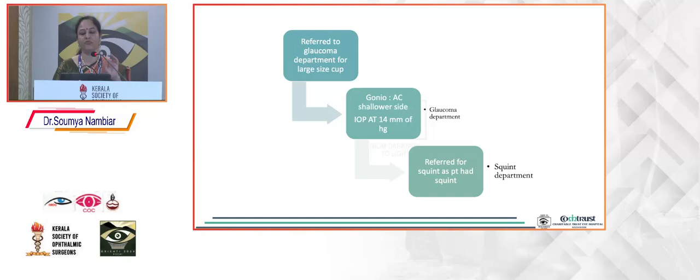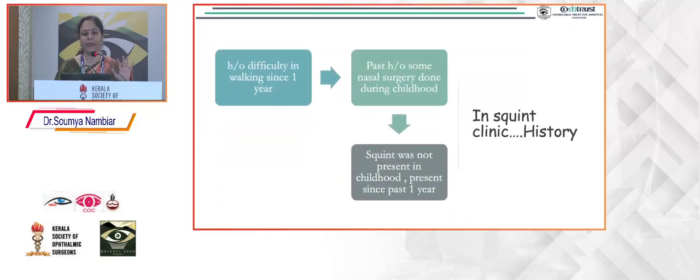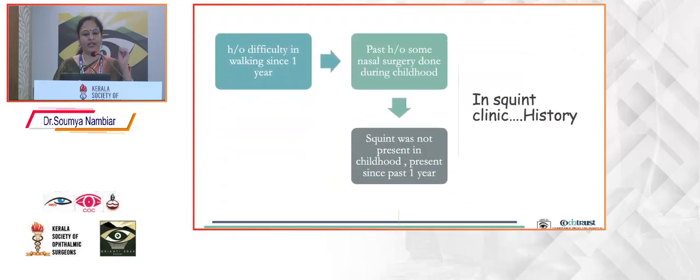But because there was a squint, she was referred to the squint clinic. In the squint clinic, again I took the full history: difficulty in walking is still there, and there's a past history of some nasal surgery, but a history of squint was not present in childhood. She gave me the history that it is present only since 1 year.